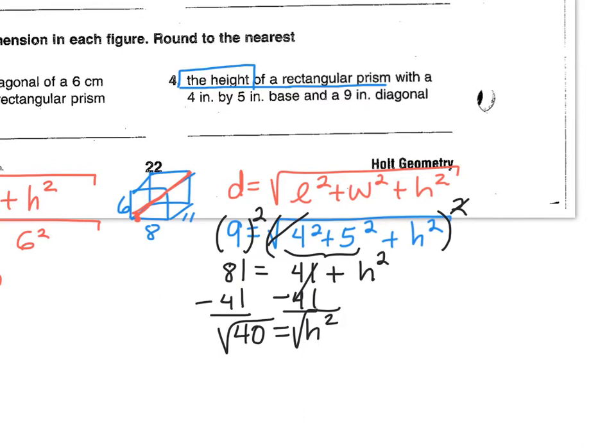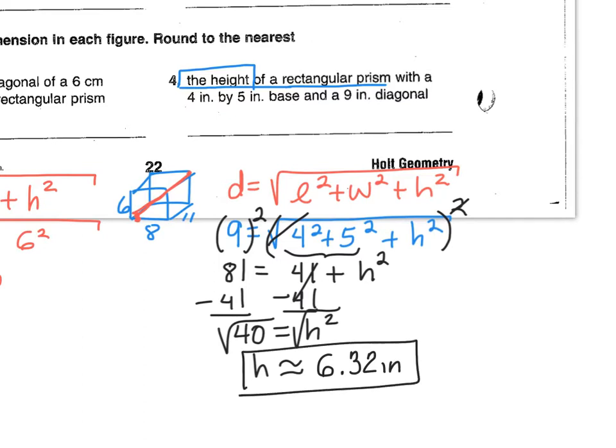So put the square root of 40 in the calculator, and the height is approximately 6.32. The unit of measure is inches, so it's 6.32 inches. Okay, that's problem number 4. Okay, so now let's go ahead and move to the second part of the lesson.